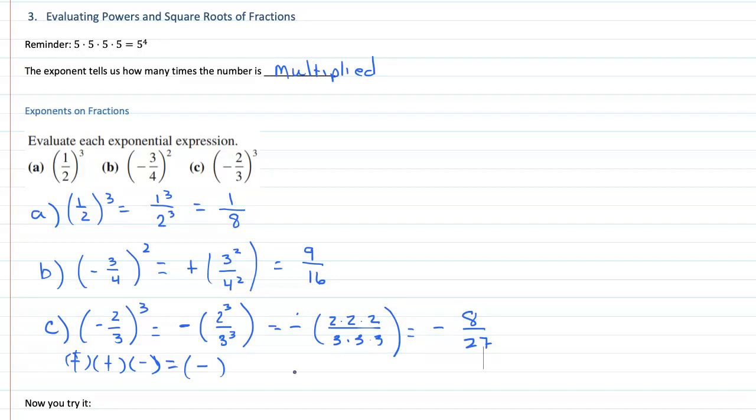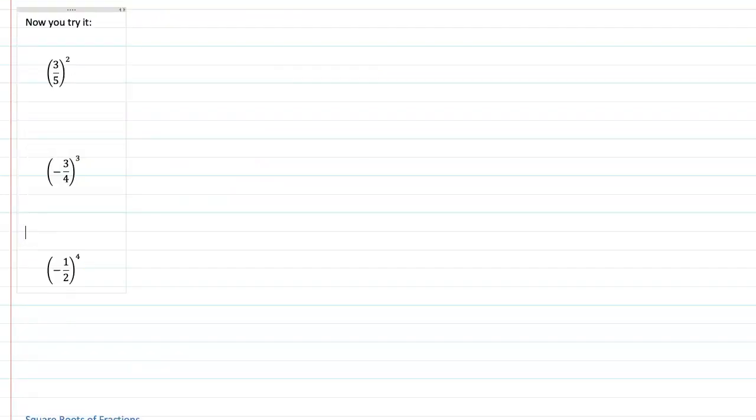Okay, here are the problems that I want you to look at. There are 3 of them here, so watch your negatives, watch the number here, and make sure you distribute it amongst the top and the bottom.